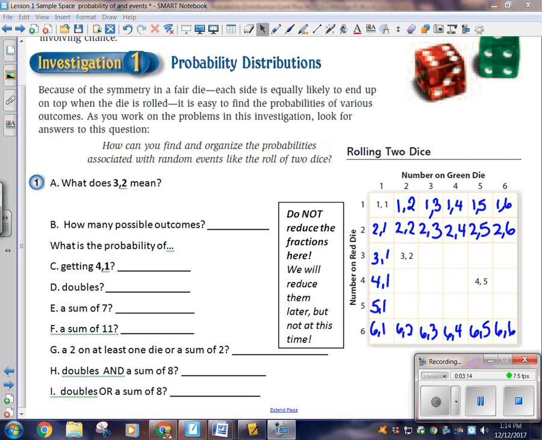All right. It's just a matter of actually following the pattern, right? One number and another number up to 1, 1, 1 on each die. And the bottom corner is what? 6, 6. Now, first question, it says, what does 3, 2 mean?